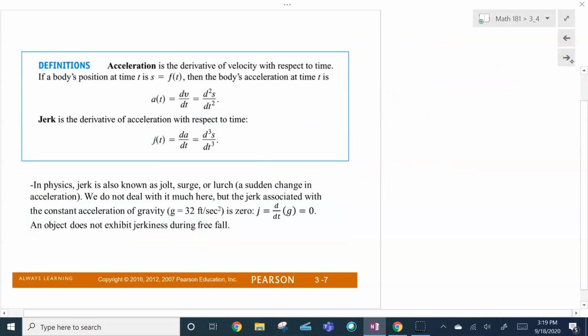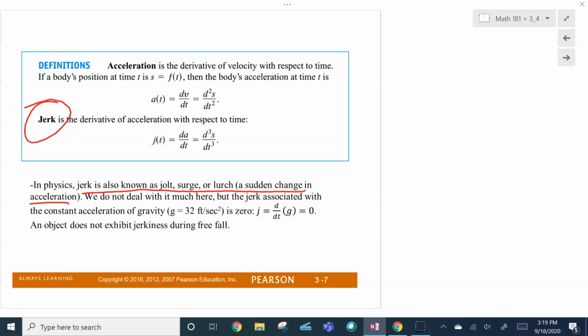We don't get into jerk a whole lot, or at all in this course, but just be aware that it's the derivative of acceleration. Jerk is just a jolt, surge, or lurch, a sudden change in acceleration. That's the third derivative of position, or the second derivative of velocity, or the first derivative of acceleration. That's called a jerk.